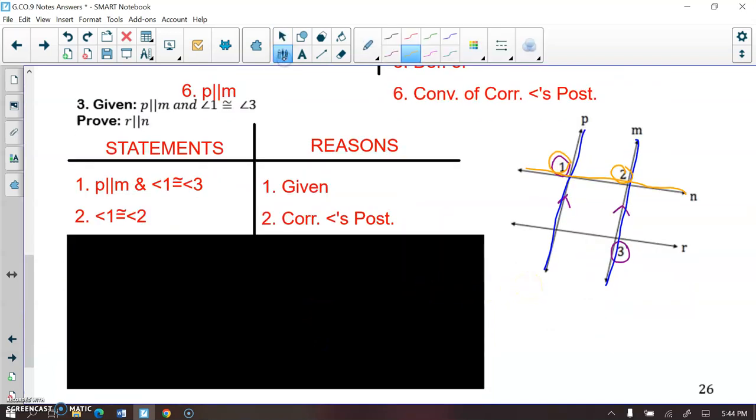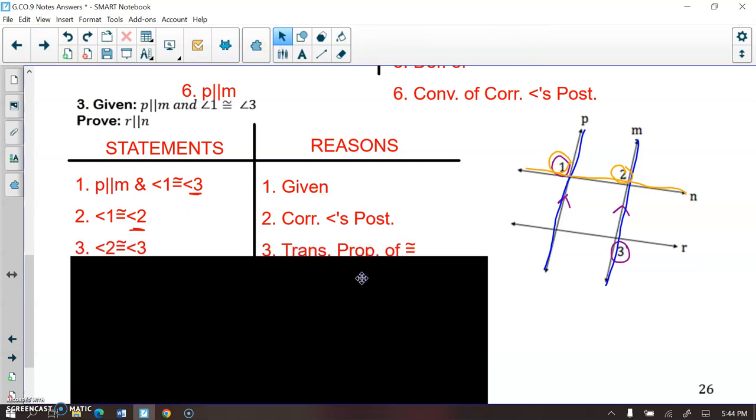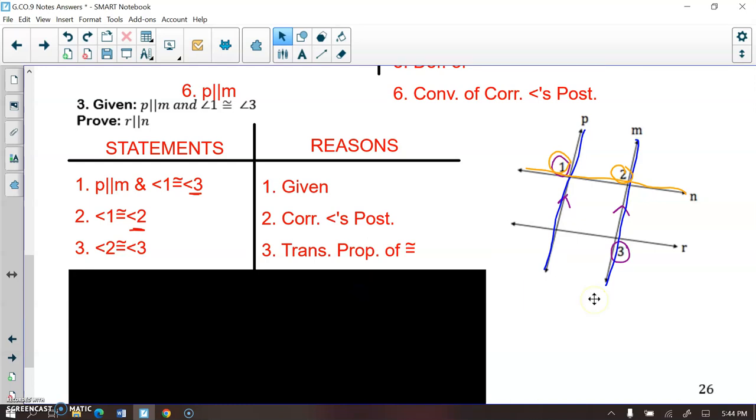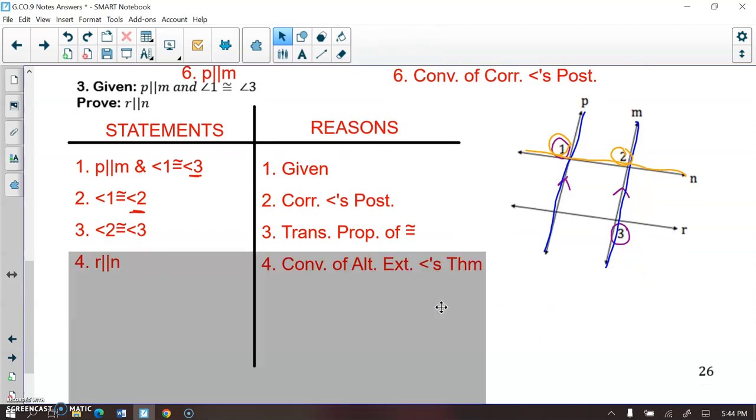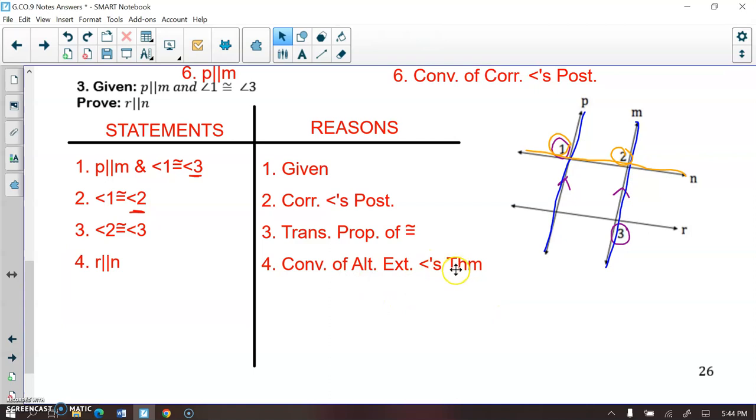Since I know angle 1 is both congruent to angle 3 and angle 2, I can then use the transitive property of congruency. I cannot use substitution. Transitive property of congruency to say angle 2 and angle 3 are congruent. And if angle 2 and angle 3 are congruent, I can then say that lines R and N are parallel because angles 2 and 3 are alternate exterior angles. And so by the converse of the alternate exterior angles theorem, I can conclude that I have parallel lines.